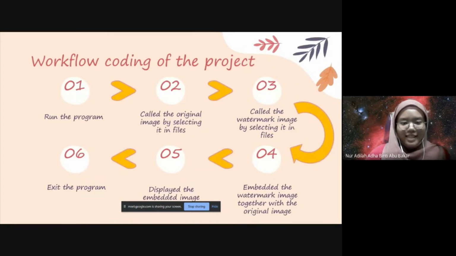As you can see, this is the workflow coding of the project. First, the project will run the program. After that, it will call the original image by selecting it in a file. After that, it will call the watermark image by selecting it in a file. Next, it embeds the watermark image together with the original image. After that, it will display the embedded image, and lastly, the user will exit the program.